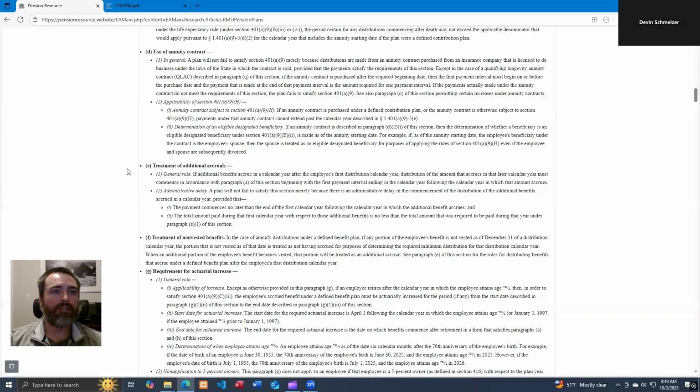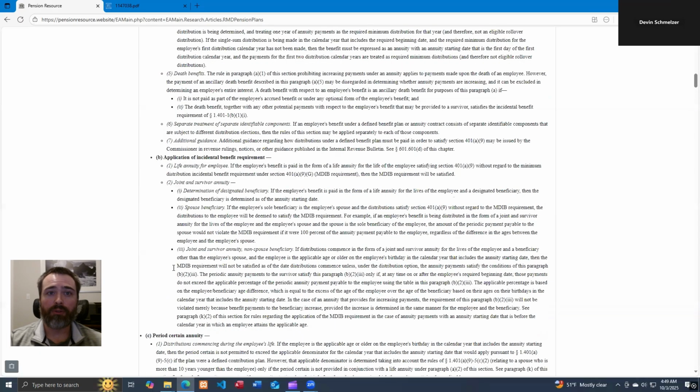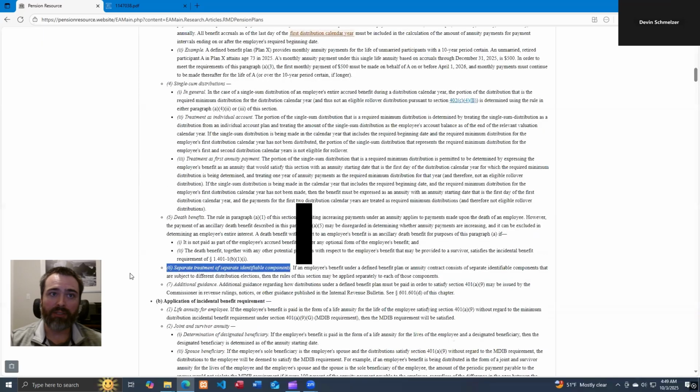All right, now down to a different topic, but it's related to everything we're just talking about here. It is A6. Now, it says if you have separately identifiable components that are subject to different attribution forms, then 41A9 is applied separately to those components.